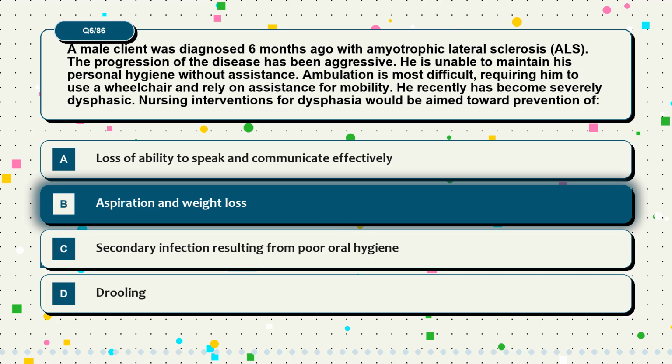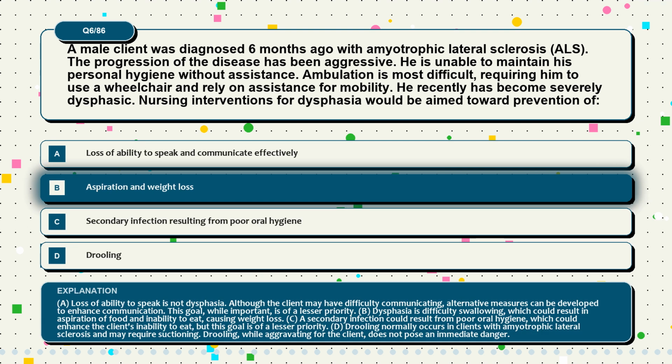The correct answer is option B. Aspiration and weight loss. A. A loss of ability to speak is not dysphagia. Although the client may have difficulty communicating, alternative measures can be developed to enhance communication. This goal, while important, is of a lesser priority. B. Dysphagia is difficulty swallowing, which could result in aspiration of food and inability to eat, causing weight loss. C. A secondary infection could result from poor oral hygiene, which could enhance the client's inability to eat, but this goal is of a lesser priority.